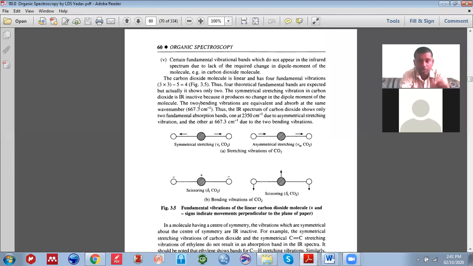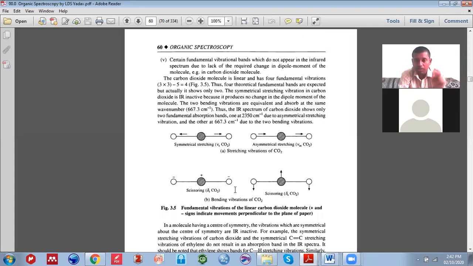Just see the carbon dioxide molecule here. Here is symmetric stretching and asymmetric stretching. We get two kinds of vibration. Another is scissoring, bending vibration: 2 stretching and 2 bending vibrations. Total 4. Just put the formula 3n minus 5, we get 4. 4 means 2 stretching cases and 2 bending cases. 2 stretching means one symmetric, another asymmetric, and bending means 2 types of scissoring cases.